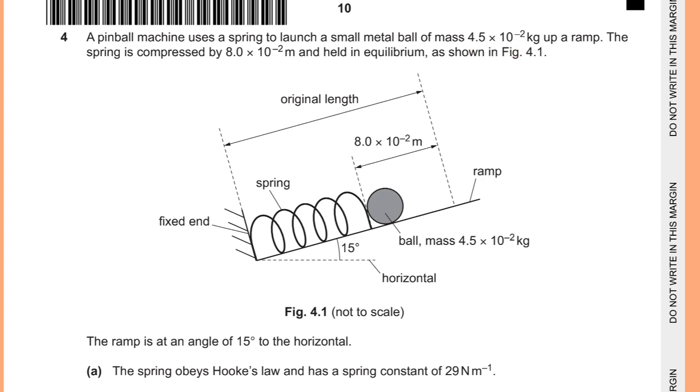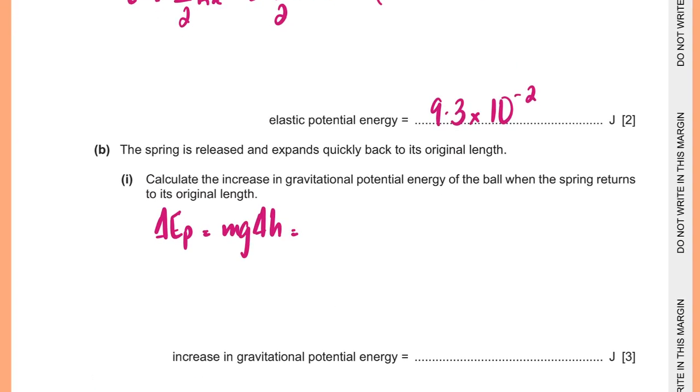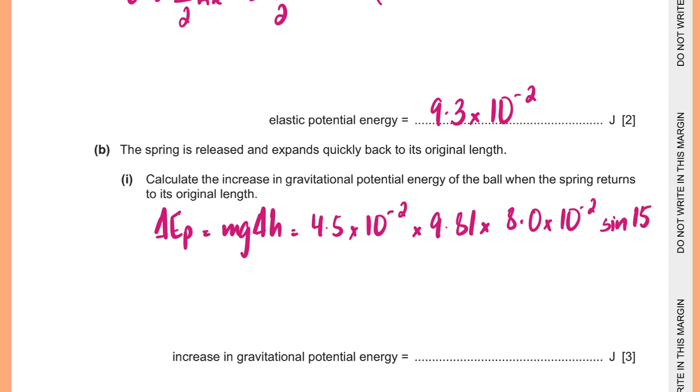This is the mass. So 4.5 into 10 to the negative 2 into 9.81 into 8.0 into 10 to the negative 2 sine 15. This turns out to be 9.1 into 10 to the negative 3 joules, right? So out of the elastic potential energy, only this much goes into GPE, which is a really small fraction.